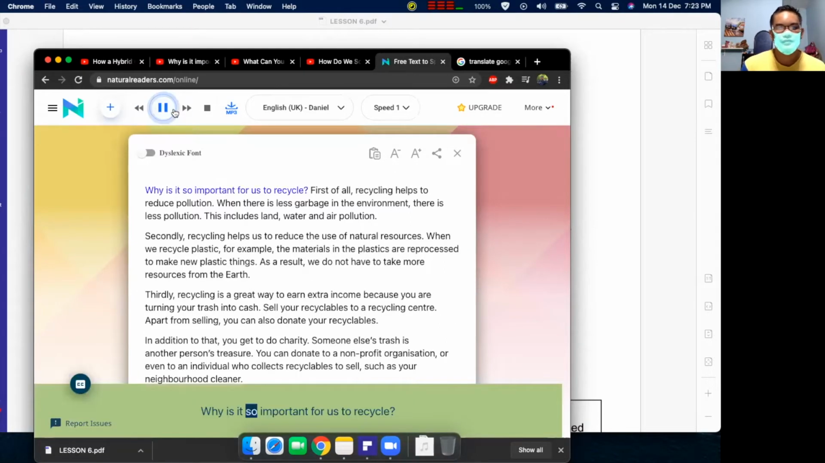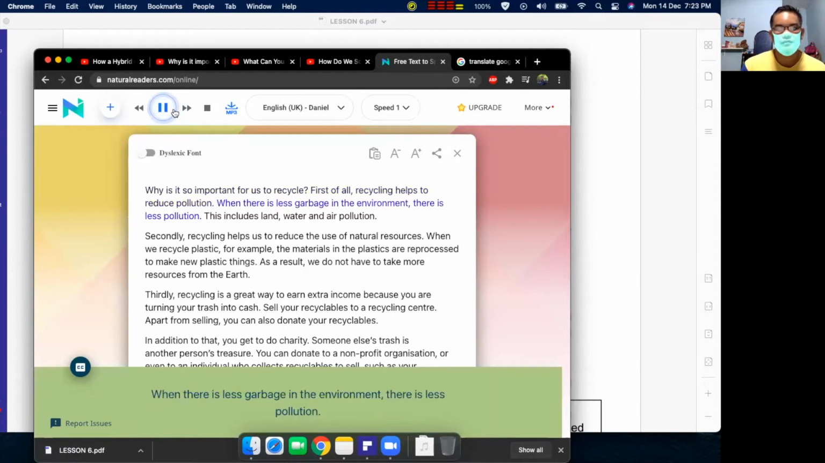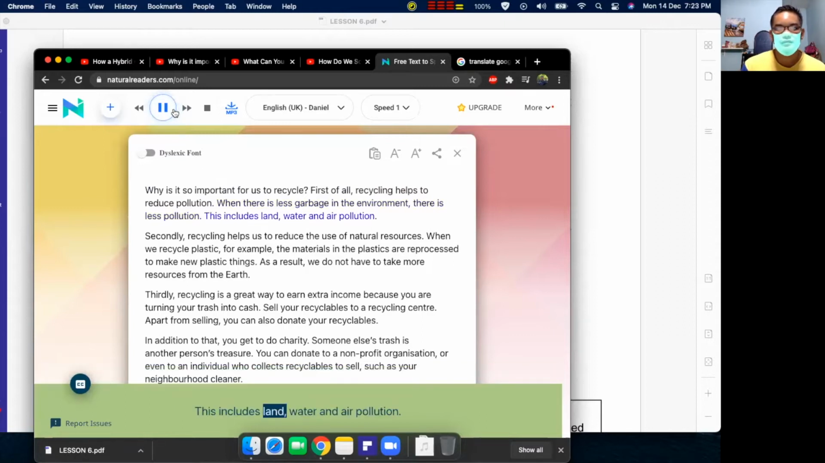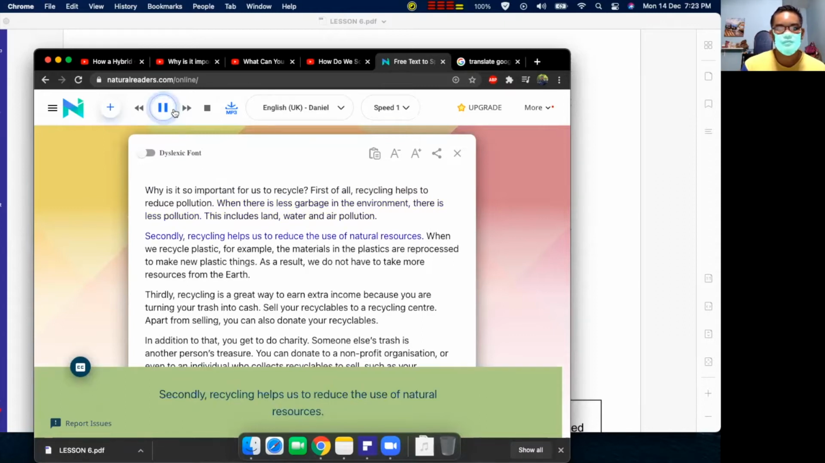Why is it so important for us to recycle? First of all, recycling helps to reduce pollution. When there is less garbage in the environment, there is less pollution. This includes land, water and air pollution. Secondly, recycling helps us to reduce the use of natural resources. When we recycle plastic, for example, the materials in the plastics are reprocessed to make new plastic things. As a result, we do not have to take more resources from the earth.